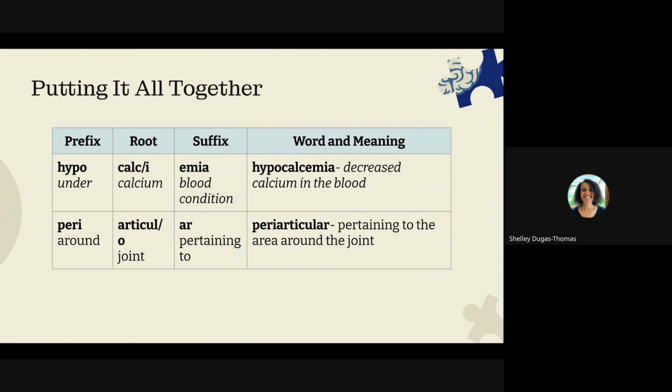So, when we're putting this all together, you can see some examples here. So, hypo, which means under, is connected to the root word calce and calci, and then the suffix emia, which means blood condition. When you put this all together, it becomes hypocalcemia, which is a decreased calcium in the blood. Another example is putting peri, which means around the prefix, with the root word articula with the suffix ar pertaining to. And then you have periarticular pertaining to the area around the joint. You'll get practice doing this throughout the week, and then you'll also get some practice during your discussion question as well.